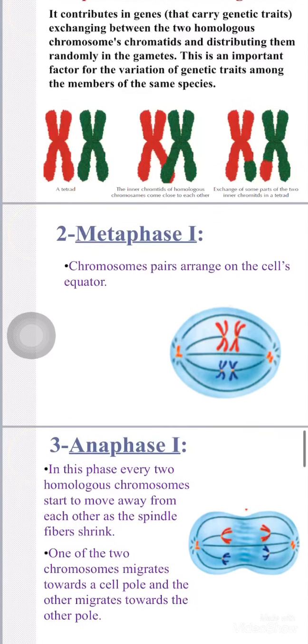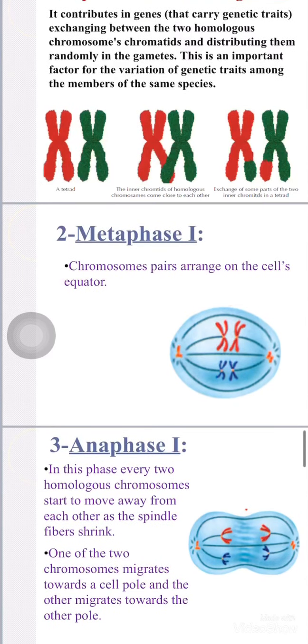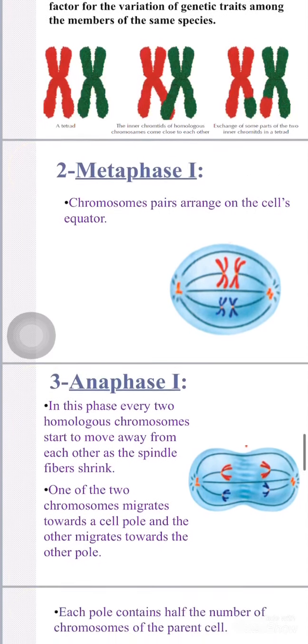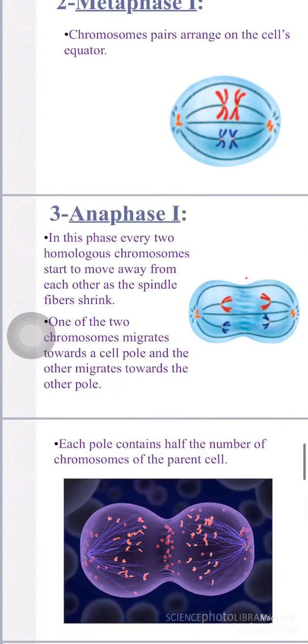Here, the chromosomes are not arranged in singles. They are arranged in pairs, okay, in homologous pairs. Then anaphase 1, what happens in anaphase 1? In this phase, the two homologous chromosomes start to move away from each other as the spindle fibers shrink. One of the two chromosomes migrates towards a cell pole and the other migrates toward the other cell pole.